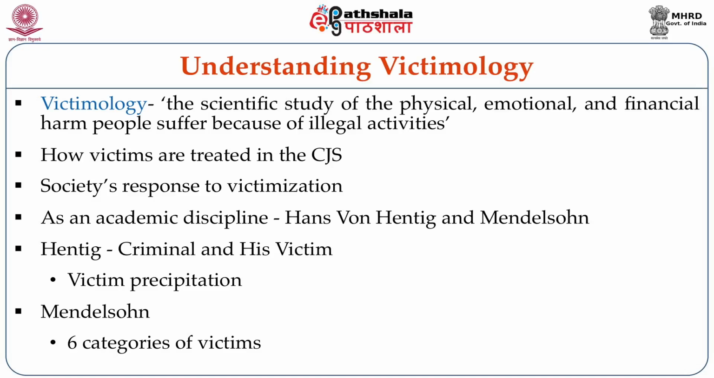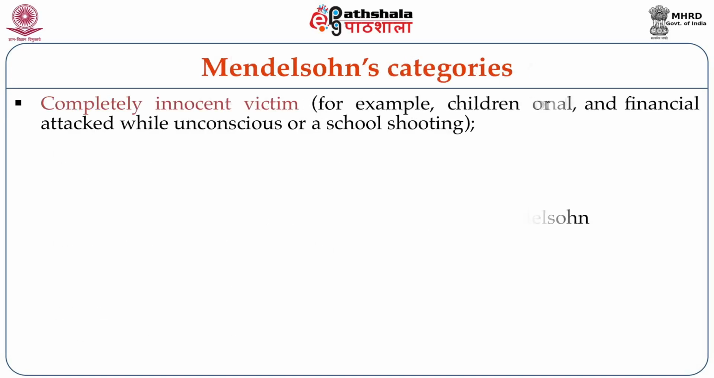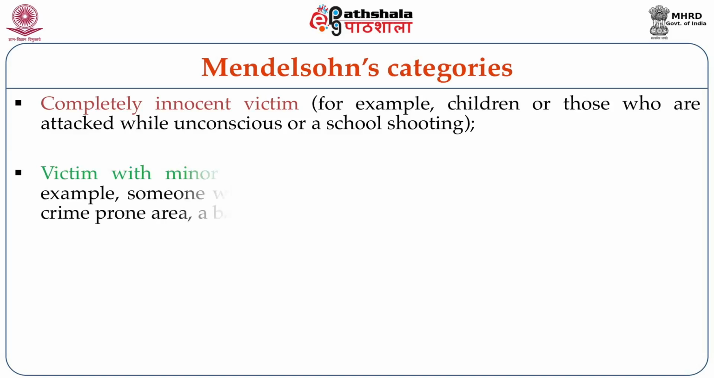Mendelssohn also follows this victim precipitation theory idea, and he has actually gone on to create 6 categories of victims. These categories are somebody who is called the completely innocent victim. That means the victim had no role to play in his or her victimization. Very young children who get sexually abused or physically assaulted can fall in this category.